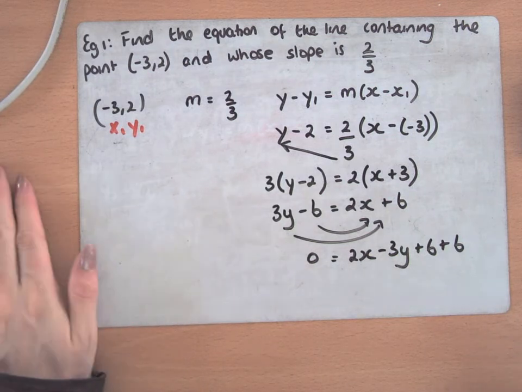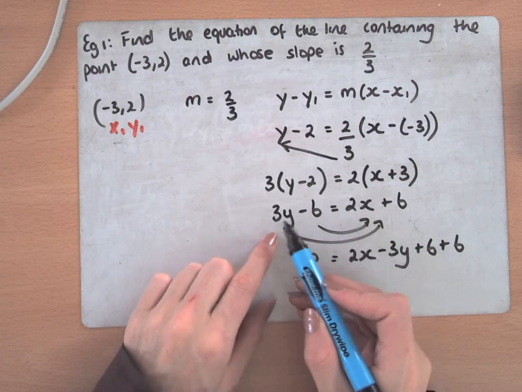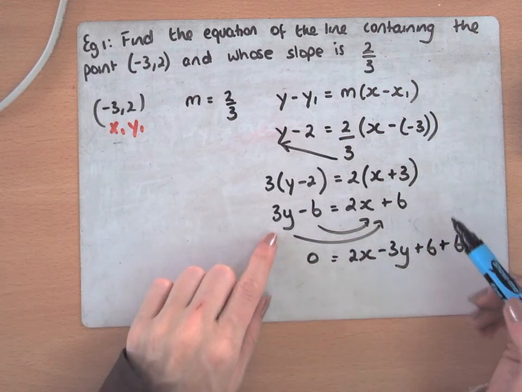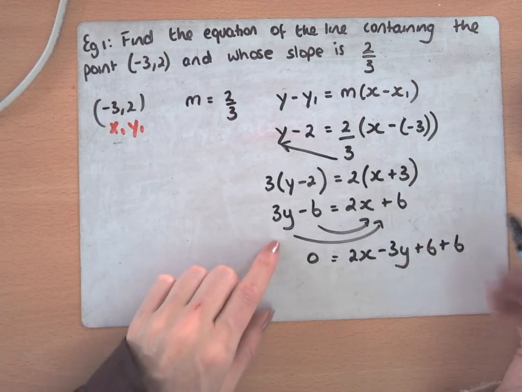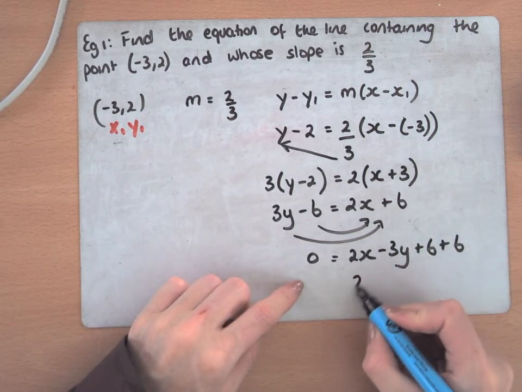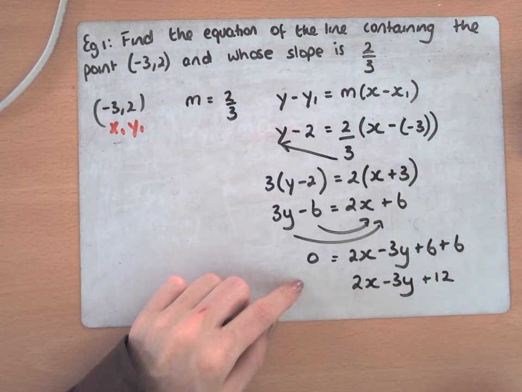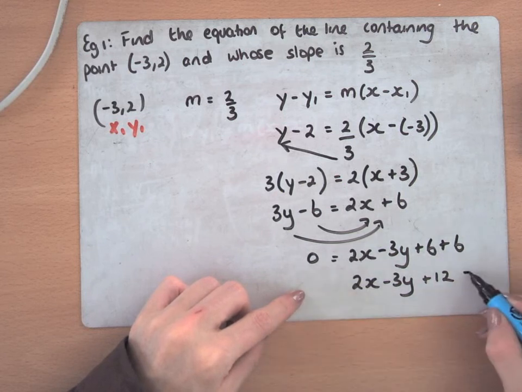How did I what? I moved the 3y minus 6 over the equals. I'm bringing everything to one side. That's all I'm doing. Okay? So my last line is 2x minus 3y plus 12. And you can have the equals 0 here, or you can have the equals 0 here.